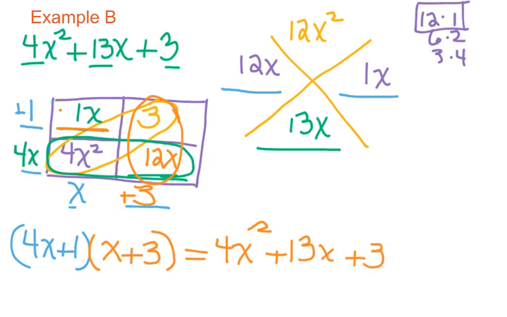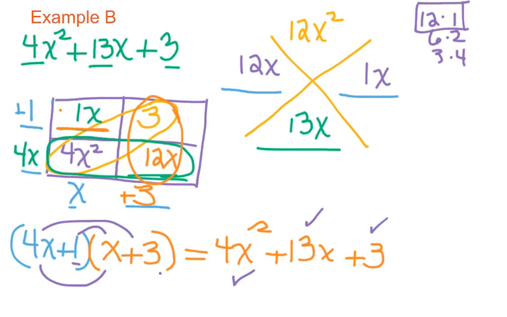And I always like to go back in and verify it. How do I verify it? I use the FOIL method. FOIL method tells me I'm going to multiply 4x times x, which is 4x squared. And now I've got 4x times 3 is 12x, plus 1 more x is 13x. There it is right there. And then 1 times 3 is 3. So there, I know that it works.